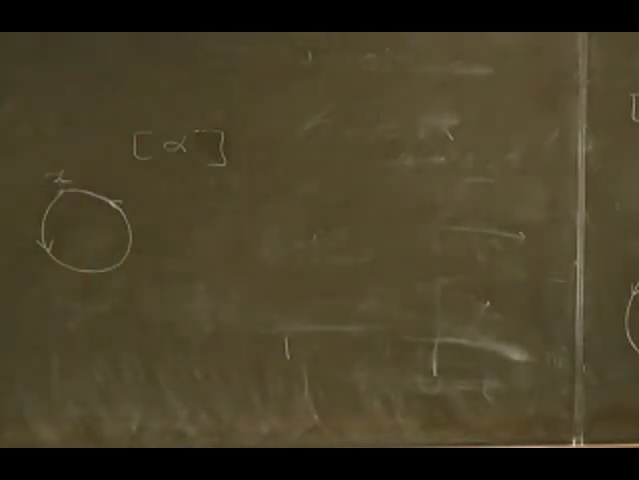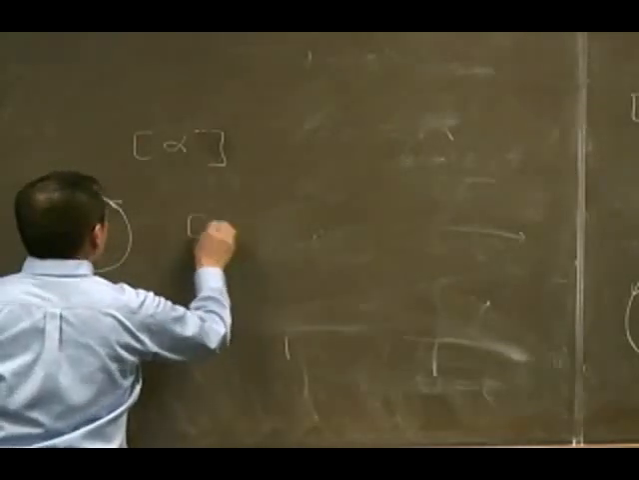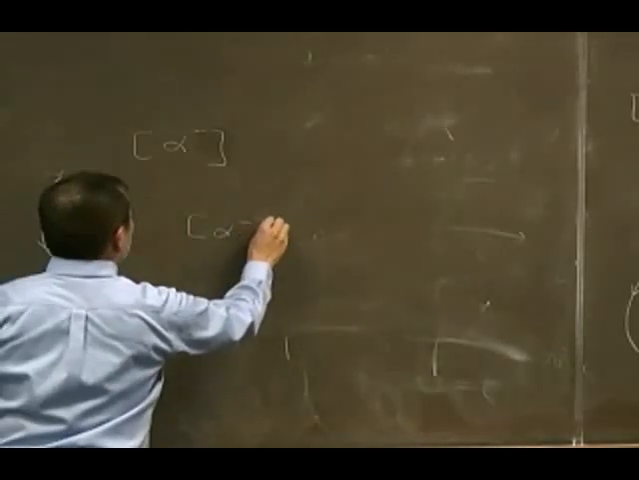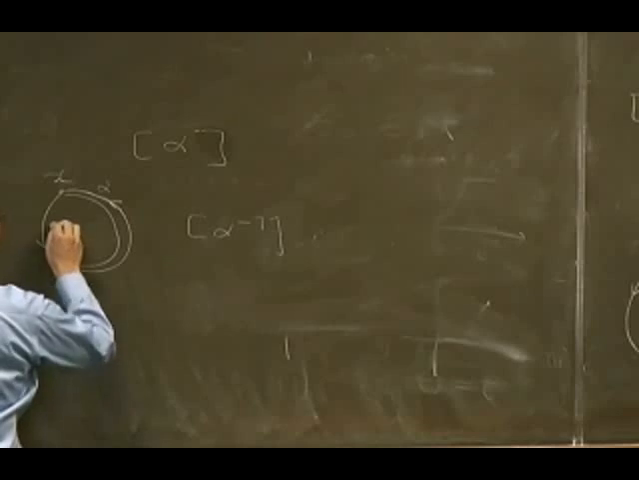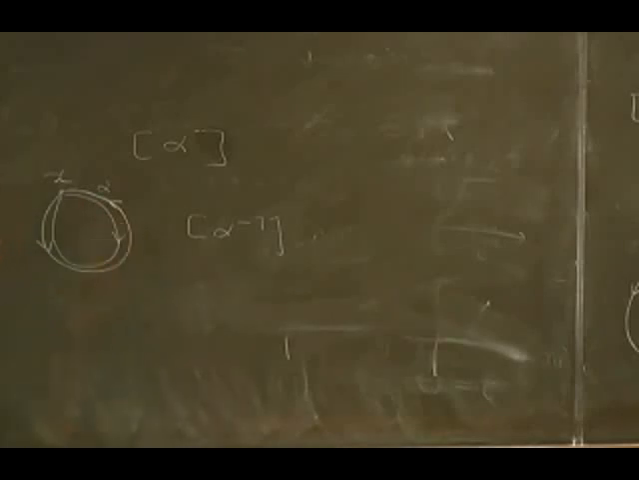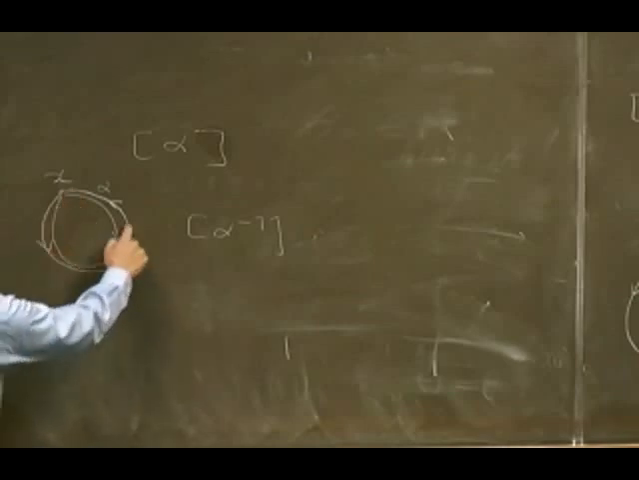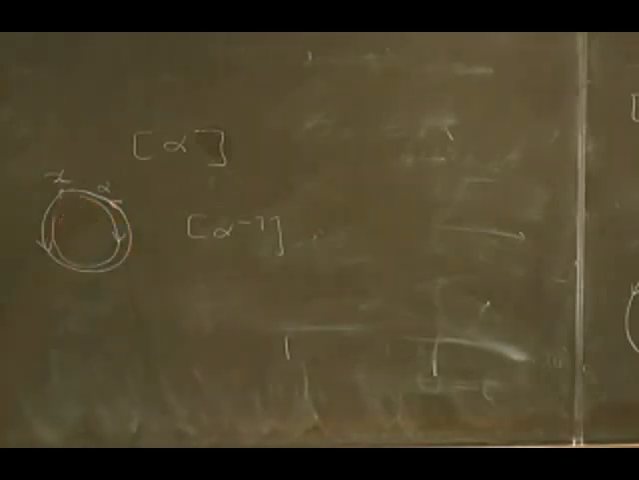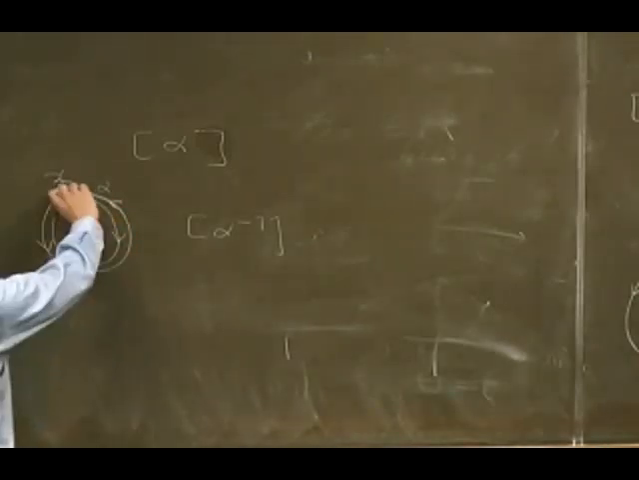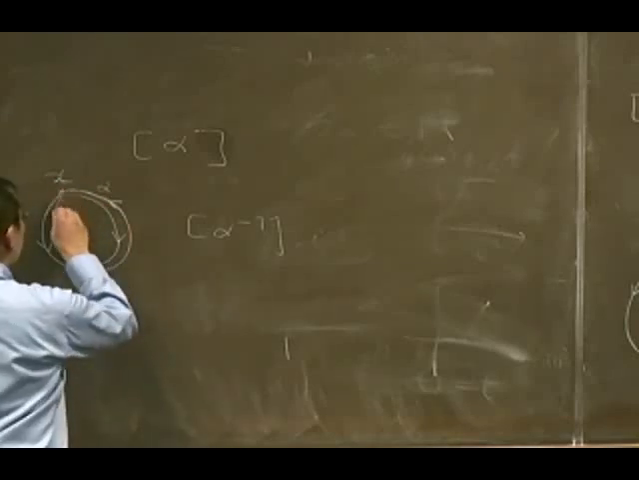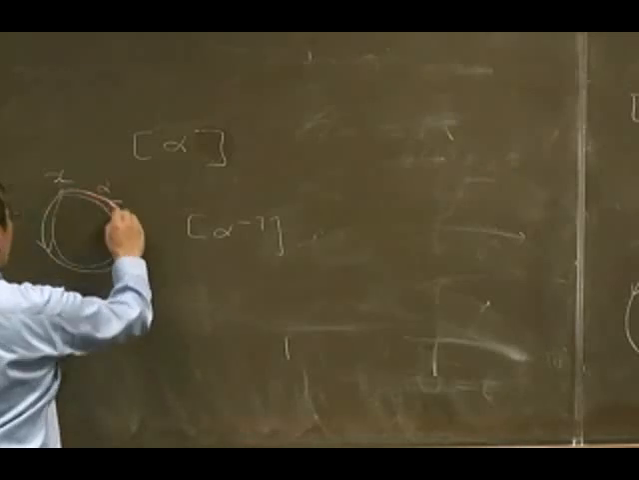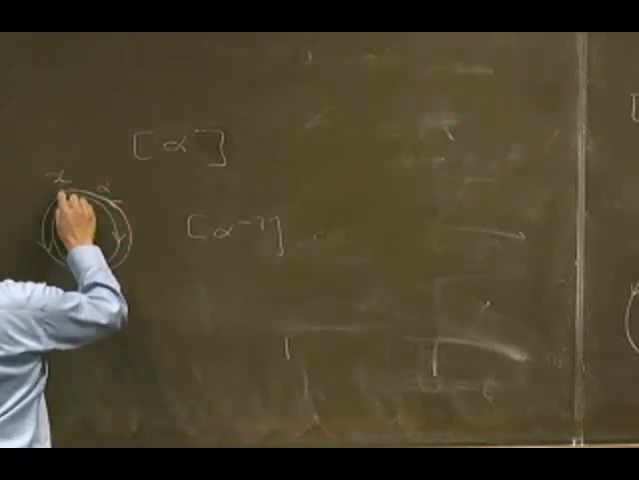And then I want to define the inverse of alpha. So suppose this is alpha. I want to define the inverse of alpha to be the loop that is going backward along the same path. So suppose you have alpha going this way and alpha inverse going this way. Then we see that we can continuously deform this to a trivial map. Because what you do is you go around here, come back here, but then you cut this.